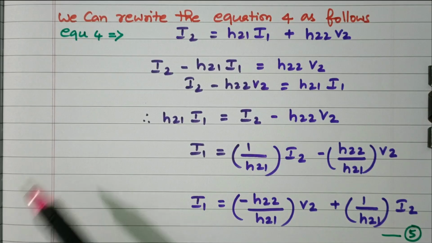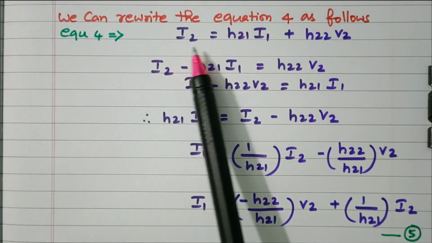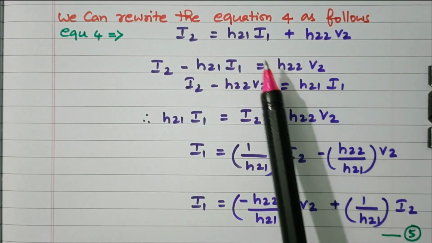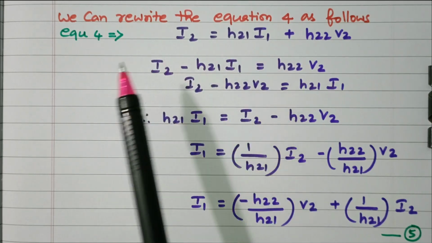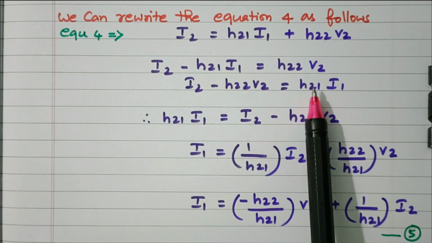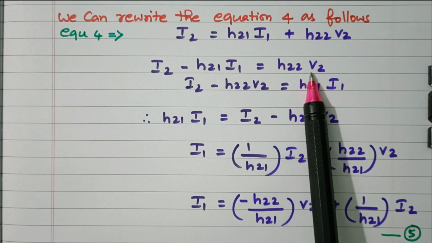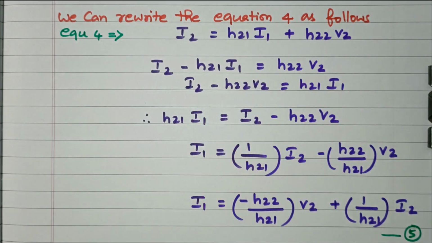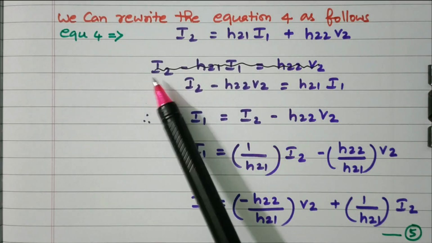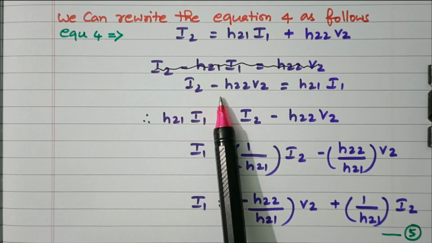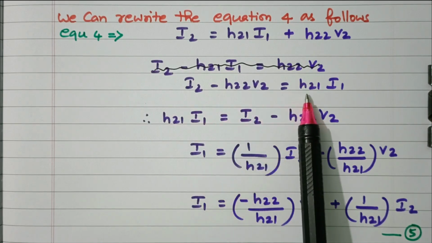So this is equation 4. I2 equal to H21 I1 plus H22 V2. See, bring this term H21 I1 to the left hand side, so it becomes negative. So that is equal to this term. We are going to bring the H22 V2 to the left hand side. So I2 minus H22 V2 equal to H21 I1.